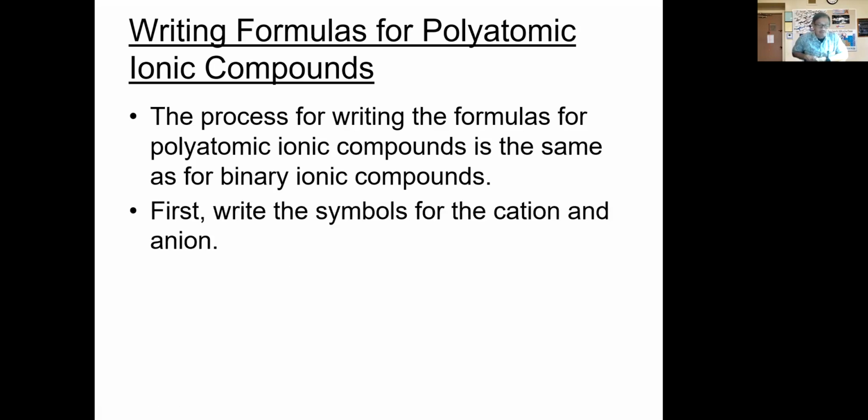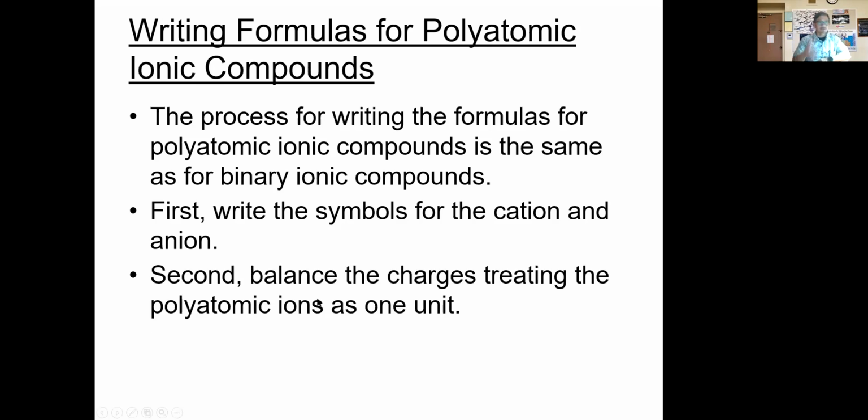and remember, with these polyatomic ions, the symbols will be made up of more than one element, more than one atom, because these are polyatomic. So you've got to make sure you write that down. Then you need to make sure you balance out the charges, and this is key here, and this is what I want to point out to you again, making sure that you remember and treat the polyatomic ion as if it were one unit.